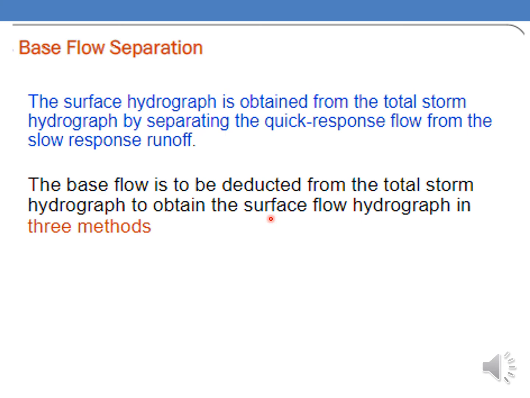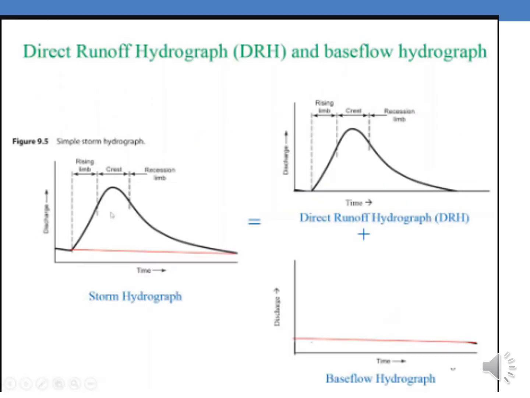Base flow separation. When you separate the base flow from the hydrograph, you will get the measurement of only the direct surface flow.